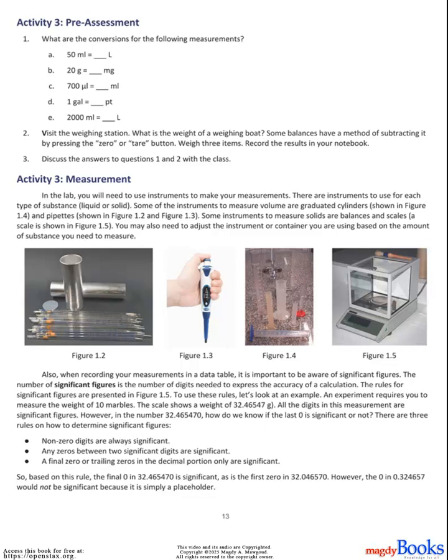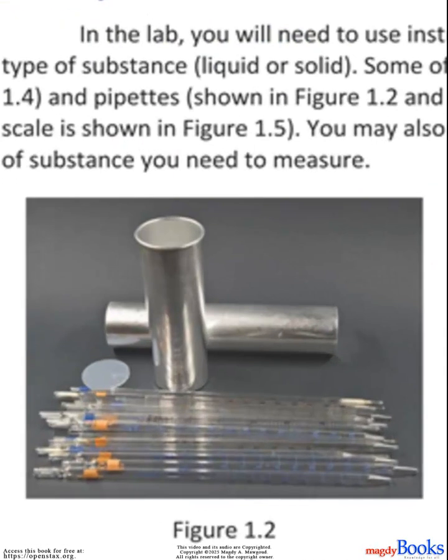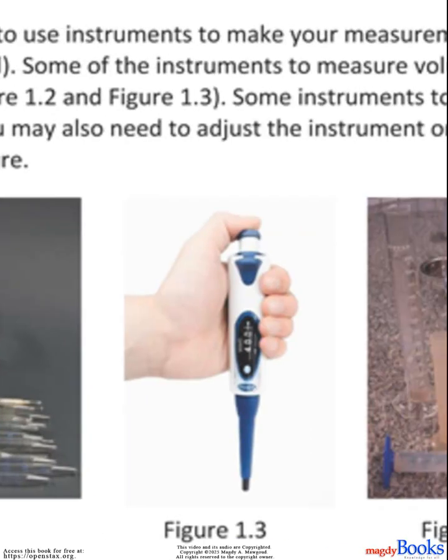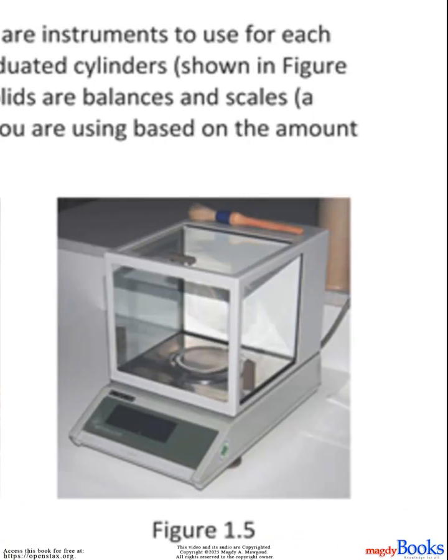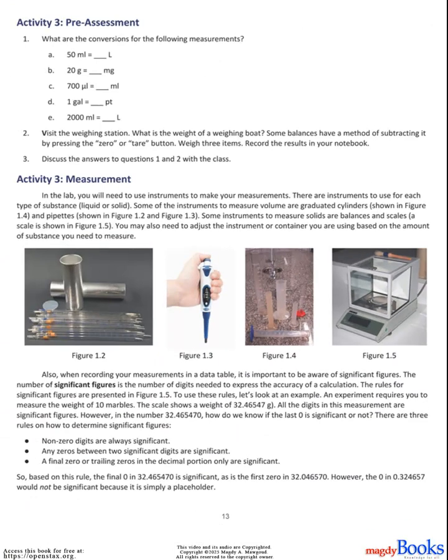You may also need to adjust the instrument or container you are using based on the amount of substance you need to measure. Also, when recording your measurements in a data table, it is important to be aware of significant figures. The number of significant figures is the number of digits needed to express the accuracy of a calculation. The rules for significant figures are presented in Figure 1.5.